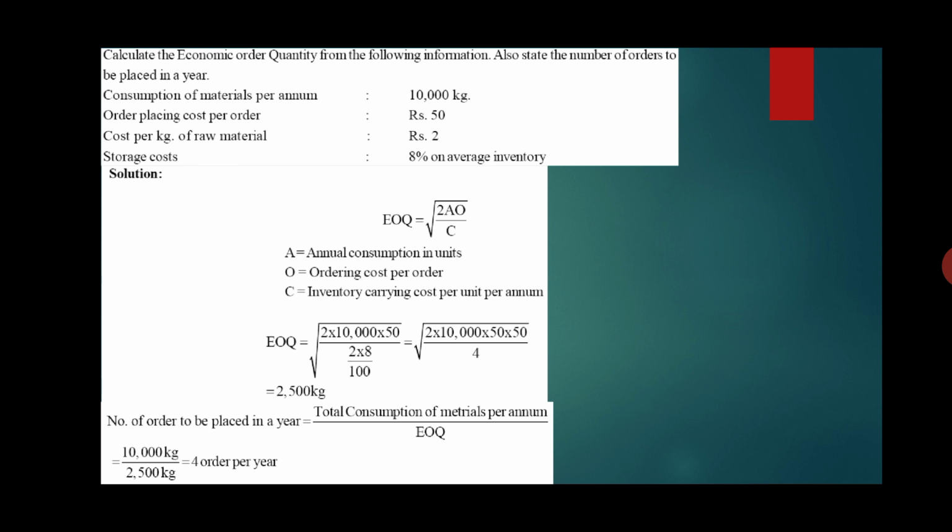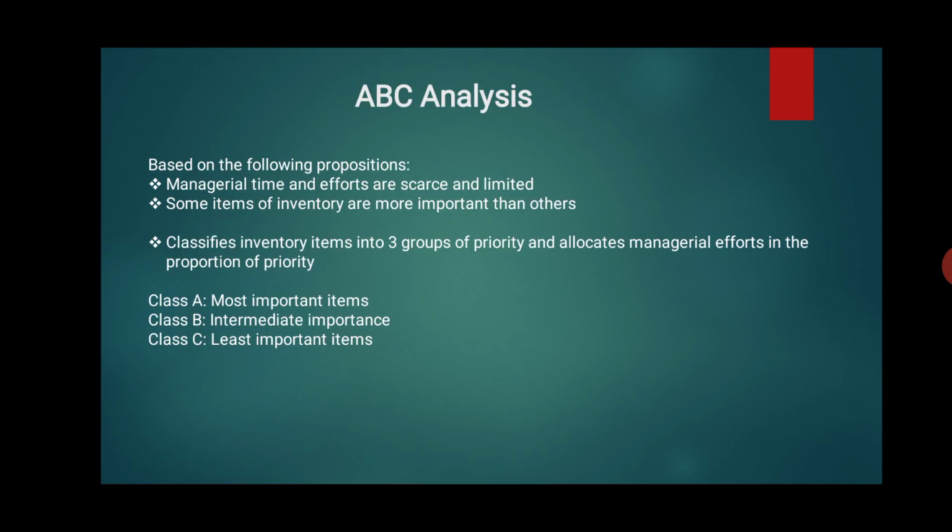Also you are required to calculate the number of orders. The formula to calculate the number of orders is total annual demand, meaning A, divided by EOQ. So A divided by EOQ is the number of orders placed in a year. A is 10,000, divided by the EOQ you have calculated, 2,500. So 4 orders per year. In this way you can calculate EOQ.